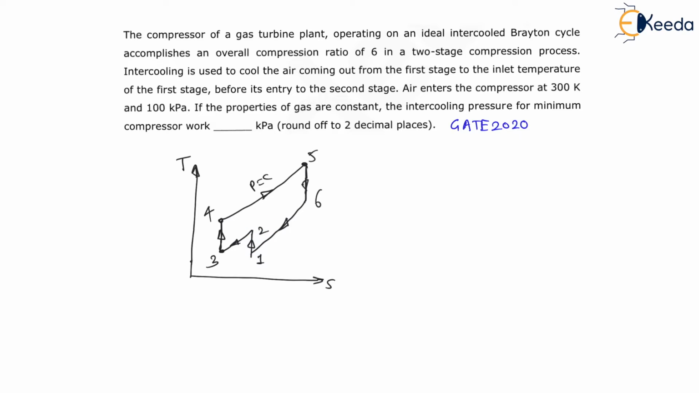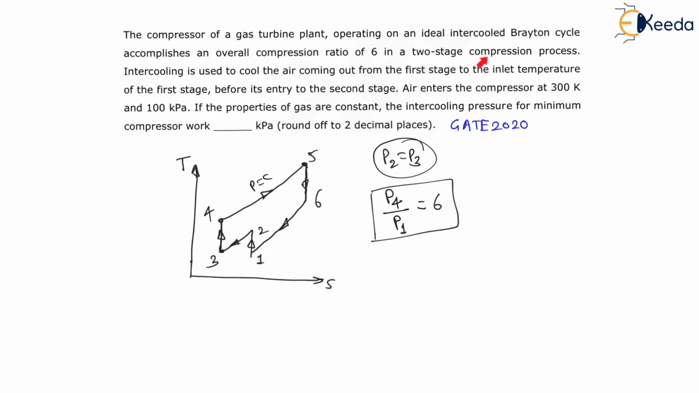Now the compression is done in two stages, meaning from 1 to 2 there is a compressor, and 3 to 4 there is a compressor. And my dear students, here P2 is equal to P3 because intercooling is done at constant pressure. Then the overall compression ratio is 6. That means the maximum pressure during compression is P4 and the minimum pressure is P1, so P4 by P1 is equal to 6. Overall compression ratio is 6.